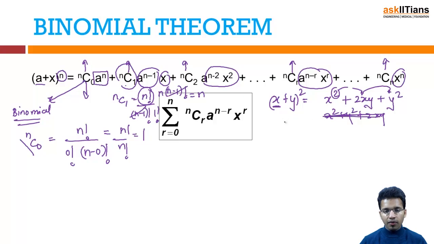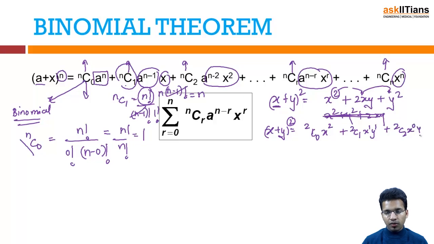Now I will write it in terms of nCr notation, okay. So this will go like this: (x plus y) whole square. Now the index is 2, so obviously the upper index, the superscript, will be 2. We start with 0: 2C0 x raised to power 2, plus 2C1 x raised to power 1 y raised to power 1, plus 2C2 x raised to power 0 y raised to power 2, okay. So we are getting x square, xy and y square.